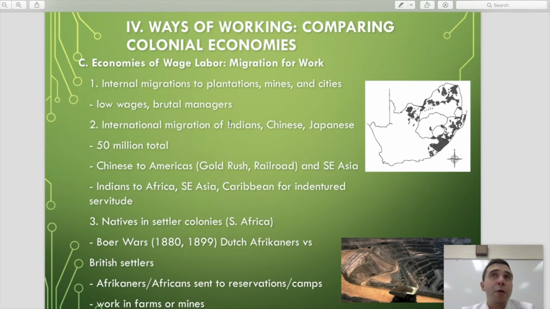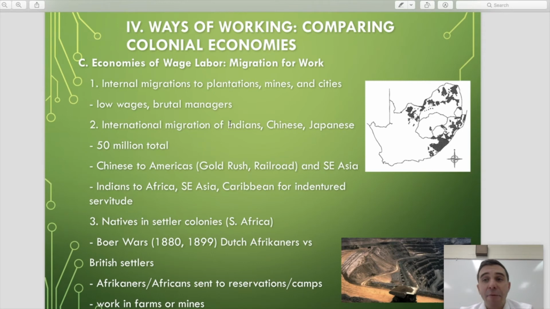Not only are there internal migrations across the continent, but there are also international migrations. Over 50 million Indian, Chinese, and Japanese immigrants will spread out across the globe. All right. And Chinese immigrants, they're particularly heading to the Americas, maybe. For those of you good with U.S. history, think gold rush and the railroad boom at that time frame as the Americans are pushing out west. And they'll do a lot of work on those railroads. Also into Southeast Asia as well.